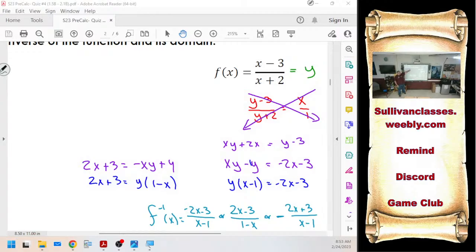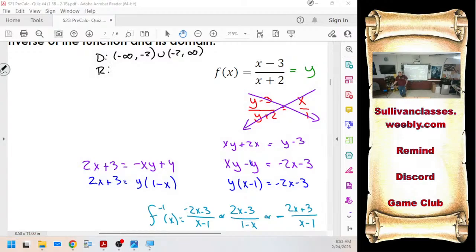I'm going to go back to the original. The original has domain, x can't be 2. Or sorry, negative 2. Union -2 to infinity. Range, and again, this is bringing back our old stuff about rational functions.